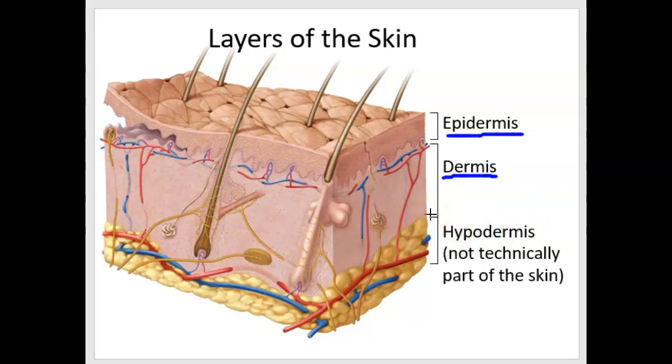Beneath the skin is a layer of tissue that we refer to as the hypodermis. Hypo meaning beneath the skin. So technically it's not part of the skin, but we often include it because there are blood vessels running through there and adipose. And it's relevant to talk about when we discuss things like burns.